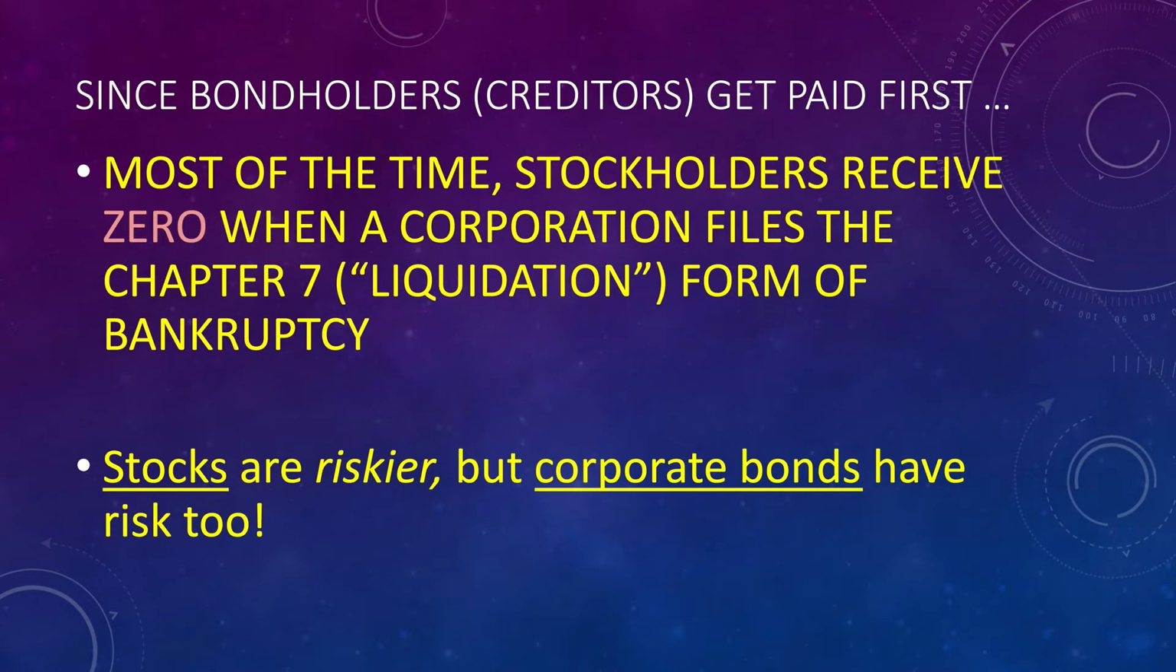Now, most of the time, again, stockholders get zero when a corporation files its liquidation form of bankruptcy. So stocks are risky. Corporate bonds have risk too. I mean, if you were to loan a company $1,000 and that company files bankruptcy, you want to get $300 to $500 back of your principal amount plus any interest that you may have earned and been paid out. Not very good.